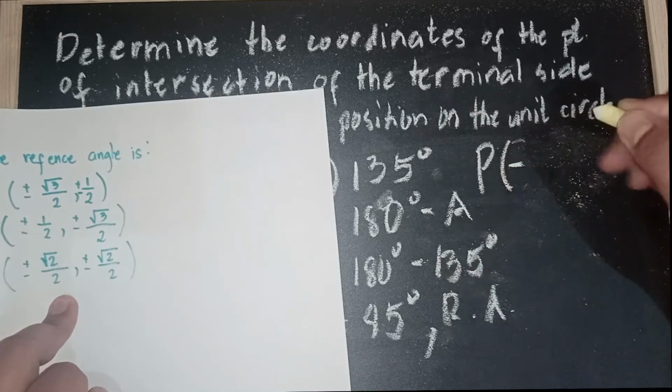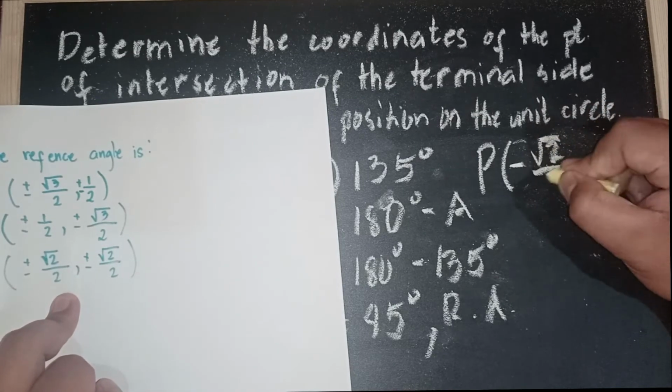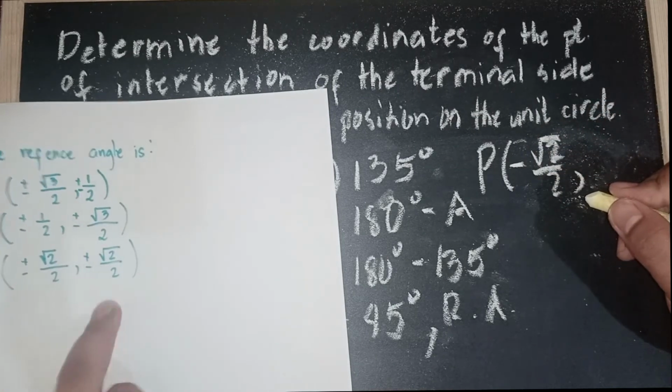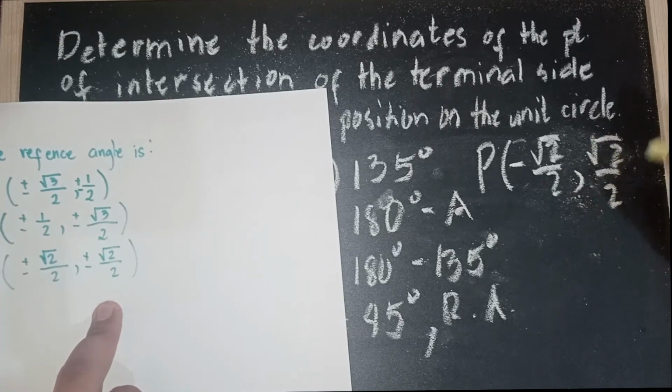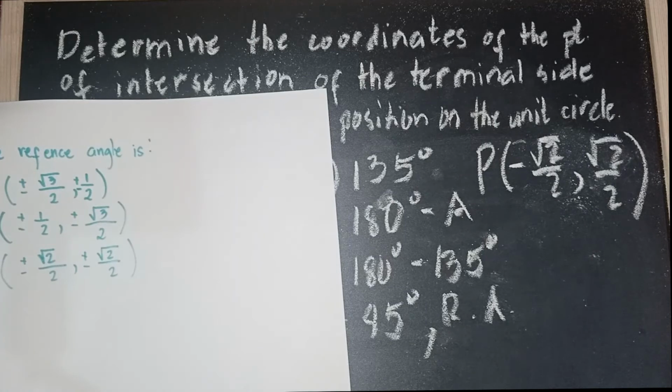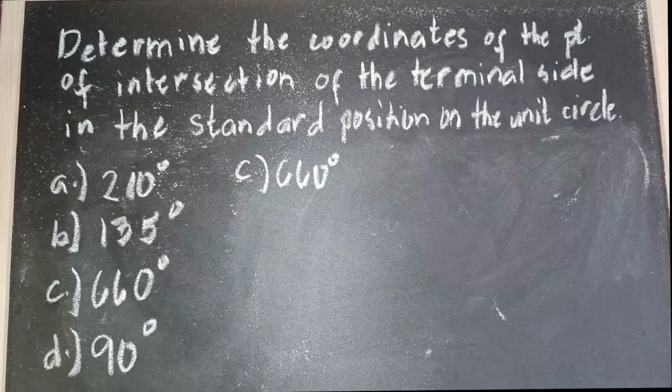So we have negative x, so x is negative square root of 2 over 2, and then our y is positive square root of 2 over 2. These are the coordinates of 135 degrees. Next, we have 660 degrees.